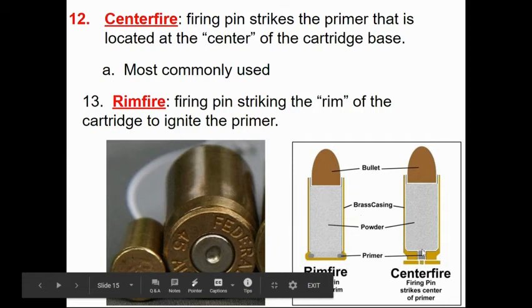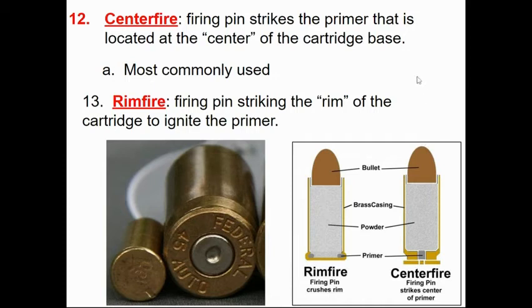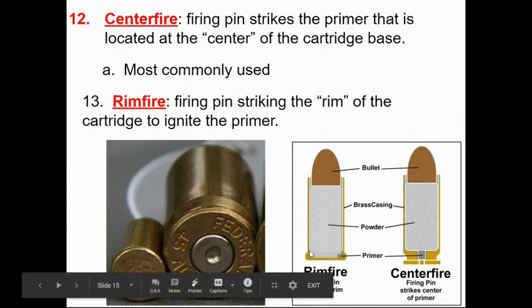So by striking the center of this primer, we ignite the powder, it explodes, and this bullet is released from it, travels down the barrel, and then leaves the firearm. Rim fire means that the shock-sensitive material is in the outer lips here, or the ring of it, or the rim.